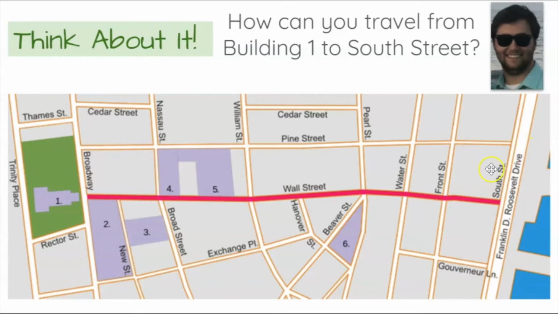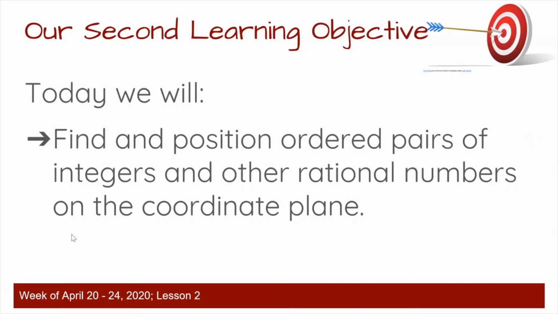The material covered in the second mini lesson is the same as the material in the print packet for Math 6 during the week of April 20th. This is lesson 2. On the screen is our second learning objective. Today we will find and position ordered pairs of integers and other rational numbers on the coordinate plane.